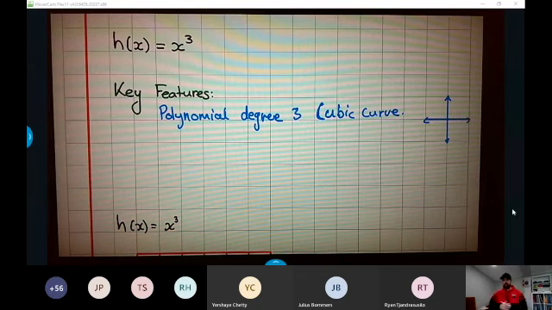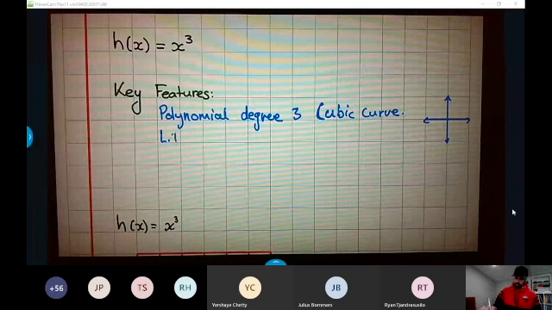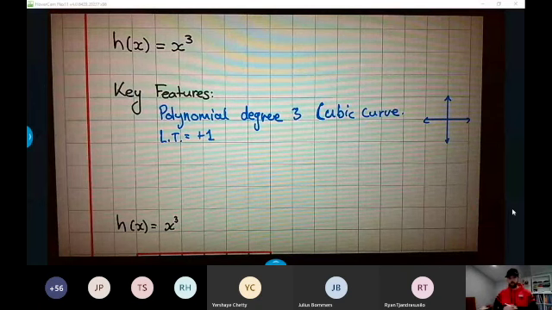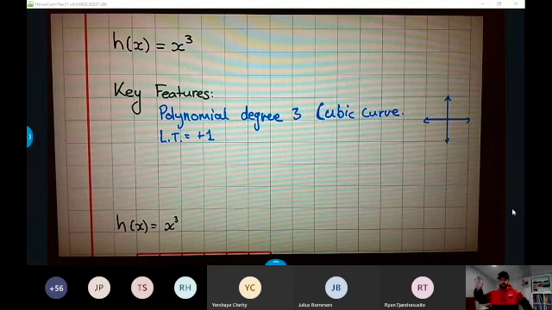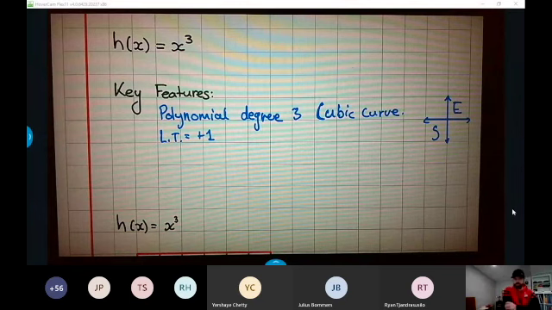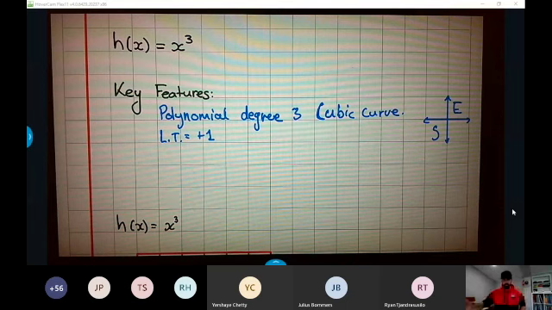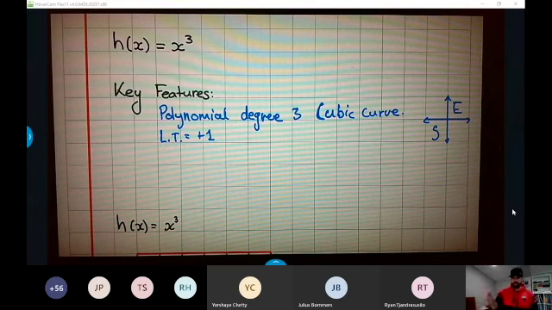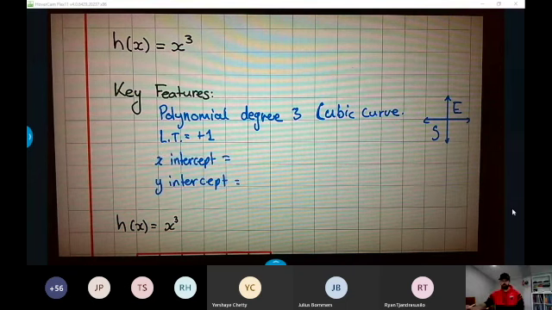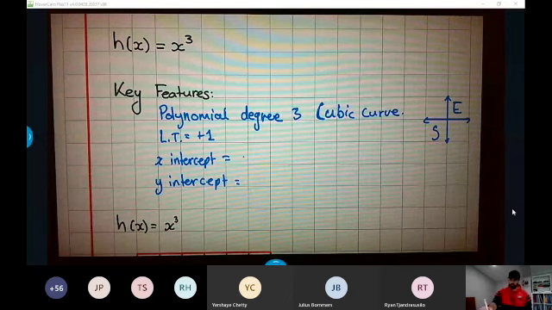Tell me something else about it. If it's degree 3, what about its leading term? What's the leading term? Leading term is positive 1. Yep. Because it's positive, it's our Travolta style. It starts down left and ends up right. What else do we know about it? What about x-intercepts, y-intercepts? Yeah, they're both 0.